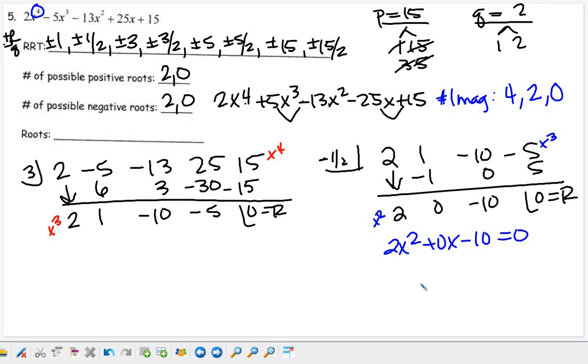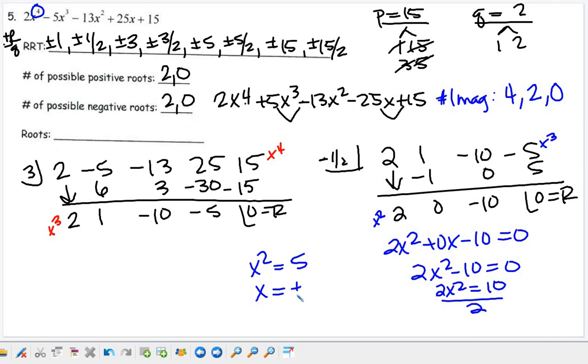And I'm just putting this here just to reiterate because I'm not in class with you. So we have 2x squared minus 10 is equal to 0. So 2x squared is equal to 10. Divide by 2, we get x squared is equal to 5. And square root both sides, we get plus or minus the square root of 5.